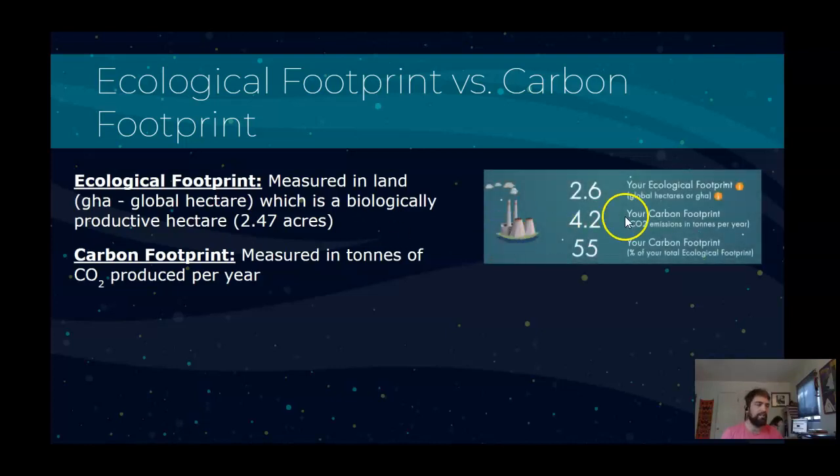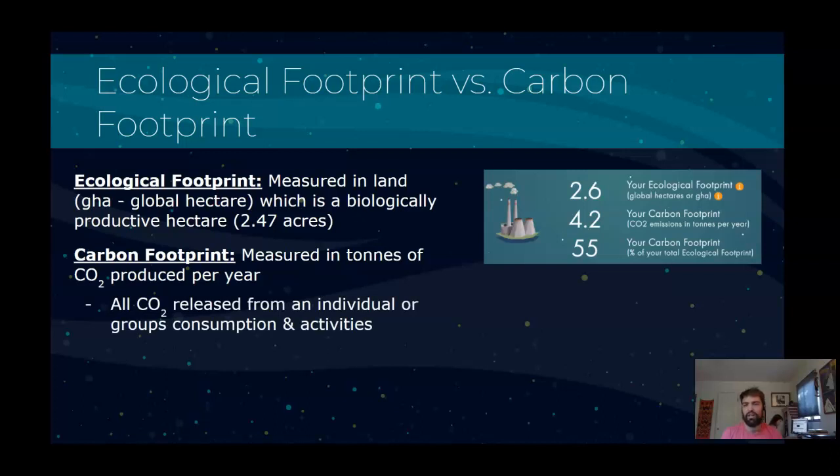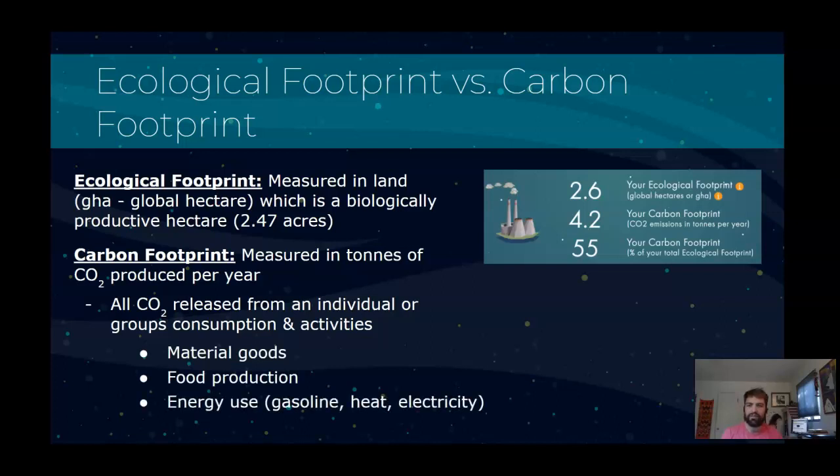So here you see this calculated your ecological footprint, your carbon footprint, and this is the CO2 emitted in tons and the total percent of your ecological footprint. A lot of your ecological footprint will come from the carbon footprint because land is used to mine those fossil fuels. It's all the CO2 released from an individual or group's consumption and activities.